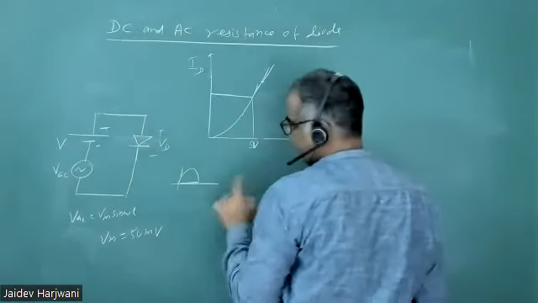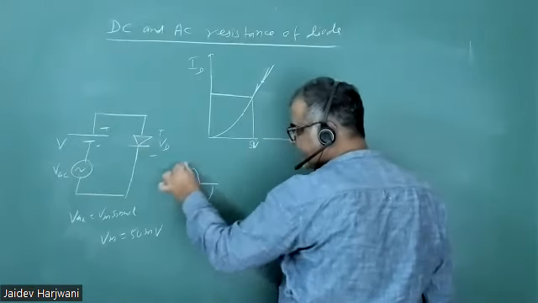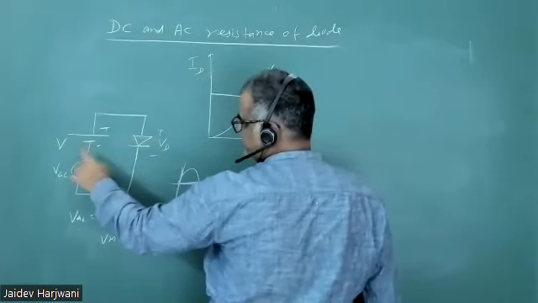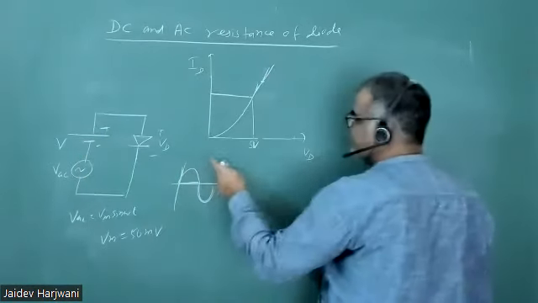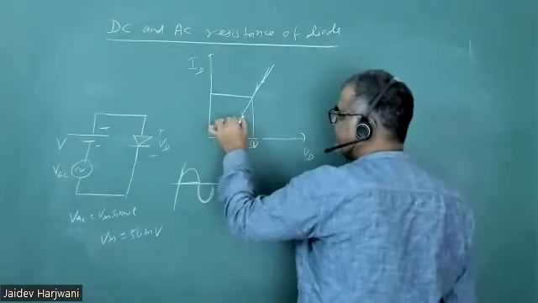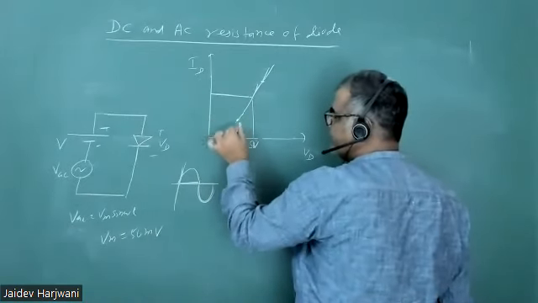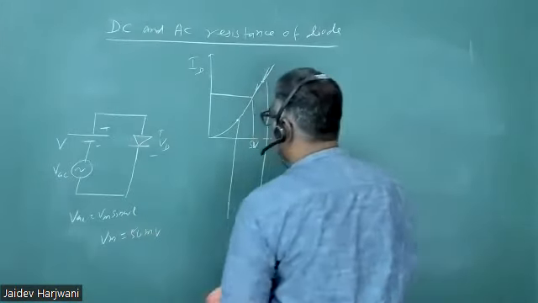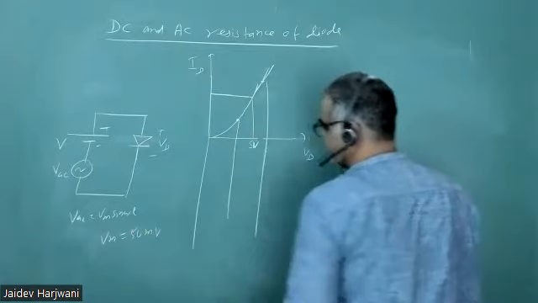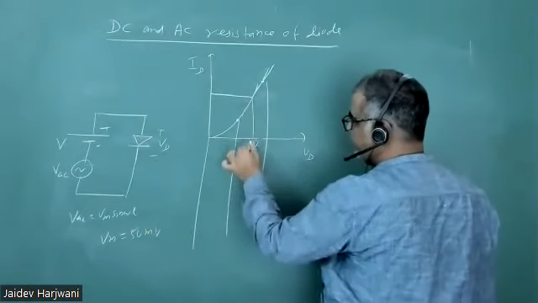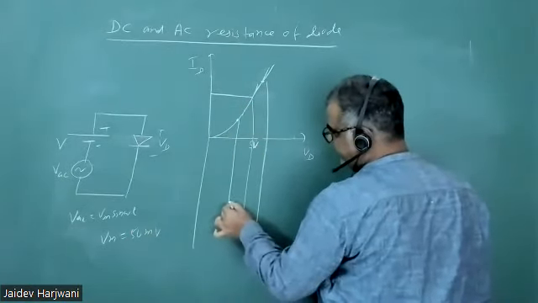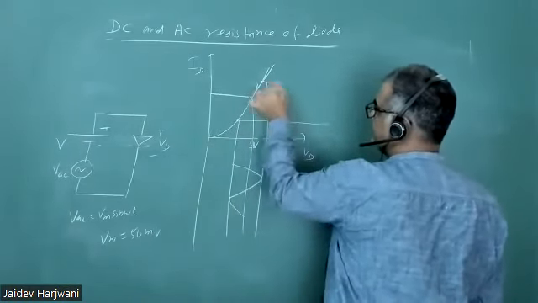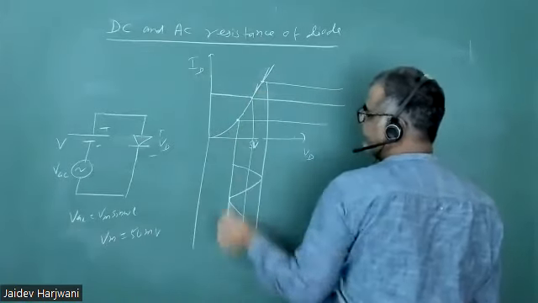Similarly, if the signal goes negative, then the total voltage across will be 5 volt minus 50 millivolt. The voltage across the diode decreases, so the operating point will come somewhere here. So your operating point will shift depending on how much AC voltage you're applying. This is your point, and if I'm applying a wave here, this operating point will also shift.